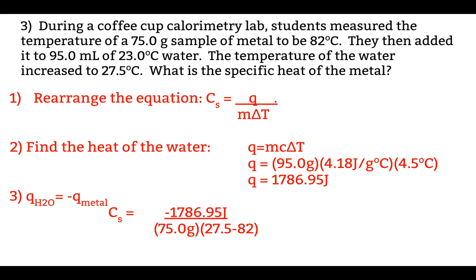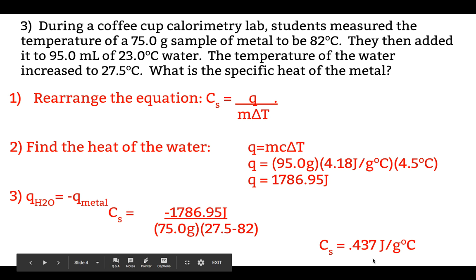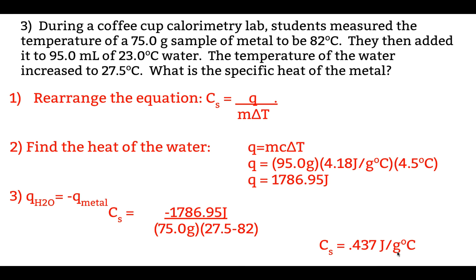So we have a 75-gram sample of metal, and the temperature change of the metal. So it started at 82 and ended at that 27.5 degrees Celsius. So 27.5 minus 82 is going to be our change in temperature. So the specific heat of this unknown metal is 0.437 joules per gram degree Celsius.